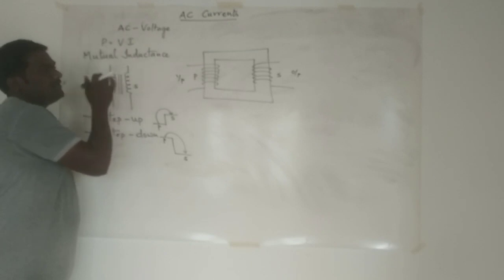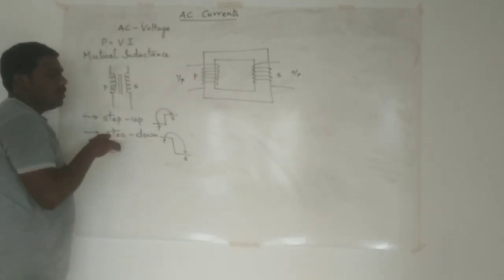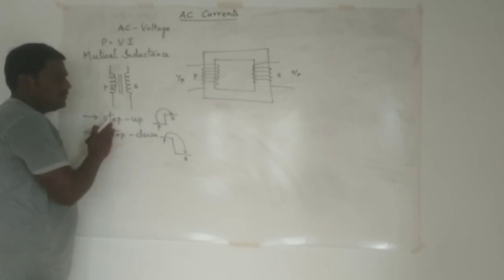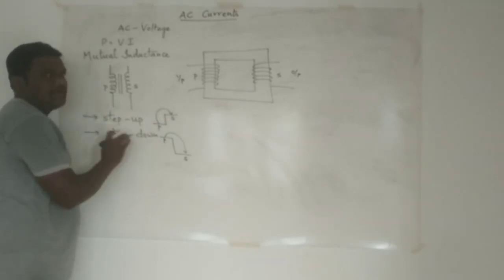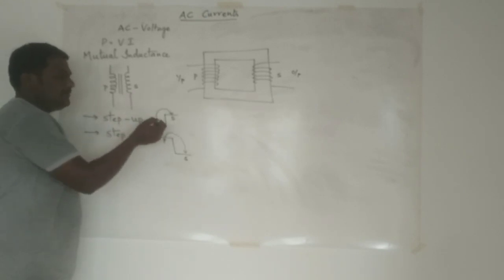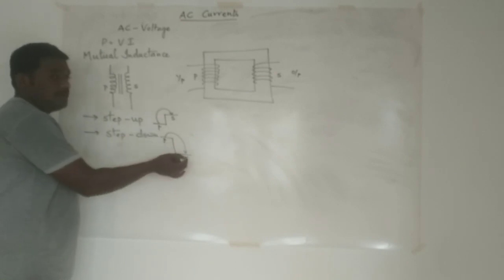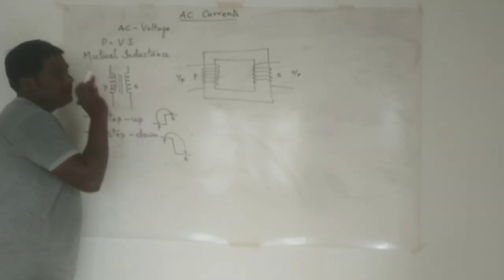What principle does it work on? Based on mutual inductance. Now, how many types of transformers? Two types, step up and step down. What happens in step up? Output voltage will be more than input voltage. What is step down? Output voltage is less than the input voltage.